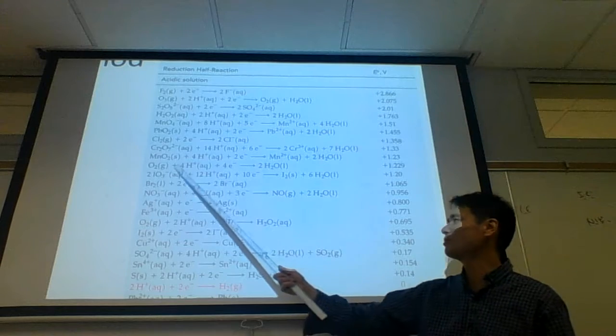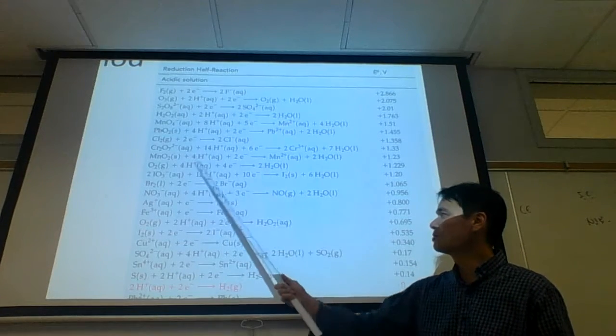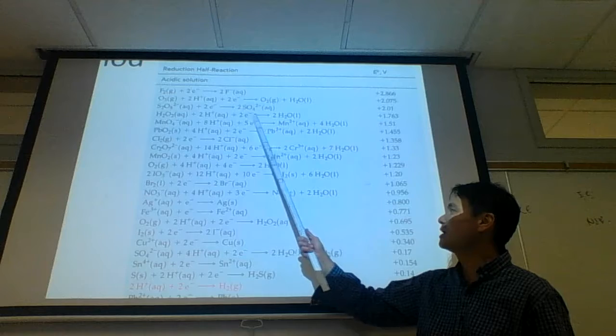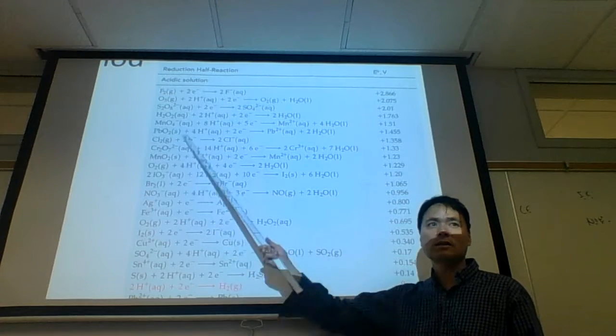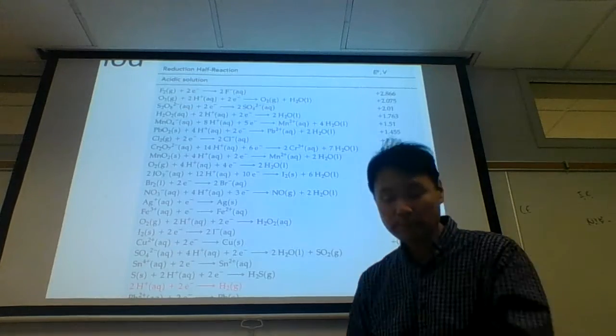We have two of them because they form different products. So this one, if we go backwards, forms oxygen. This one, if we go backwards, forms hydrogen peroxide, and oxygen is more stable than hydrogen peroxide. So that's the reason why.